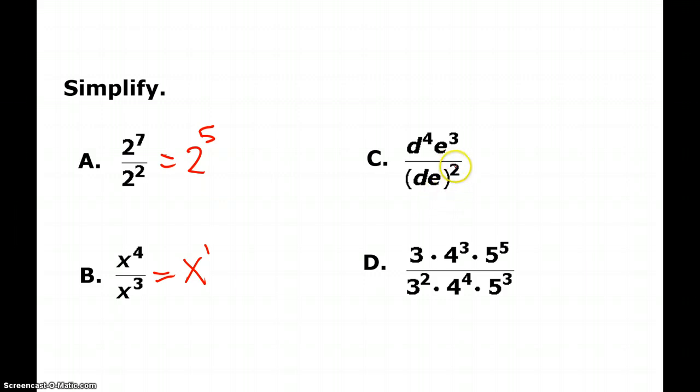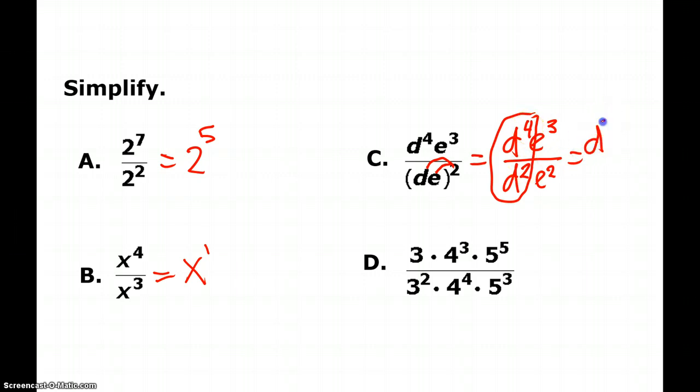So you learned this yesterday. That 2 has got to go there, and that 2 has got to go there. So this makes it d to the 4, e to the 3, over d to the 2, e to the 2. Now since these are the same base right here, I can just subtract. And so I have 4 minus 2, I have 2 d's on top, because that's where the extras are. 3 minus 2 is 1, and the extras are on top, so I have e to the 1.